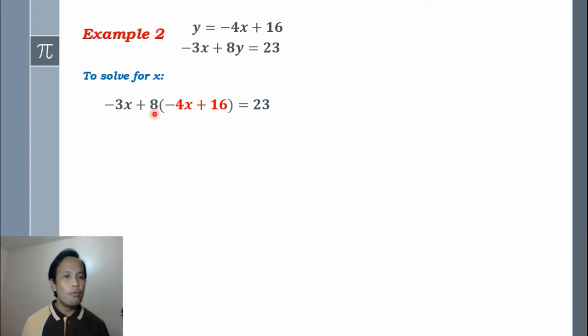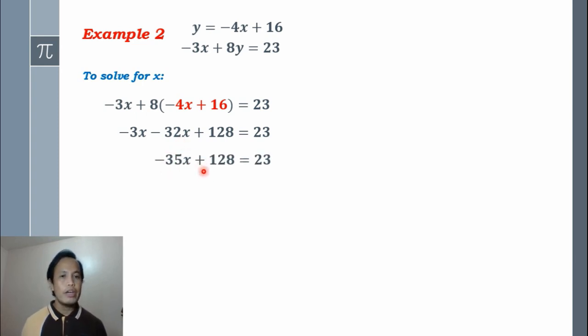We multiply the 8 to the terms inside the parentheses and simplify. So we copy negative 3x. Then positive 8 times negative 4x gives us negative 32x. Then positive 8 times positive 16 is positive 128, equals 23. Then we combine like terms: negative 3x minus 32x gives us negative 35x. Then we copy positive 128.